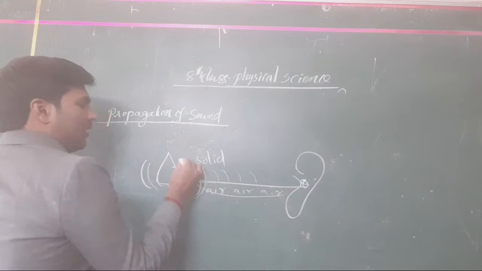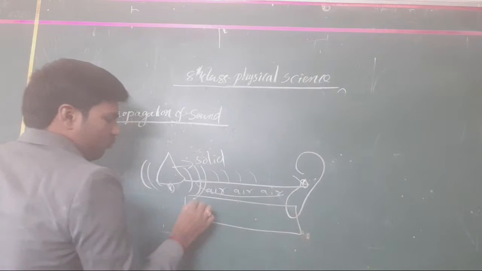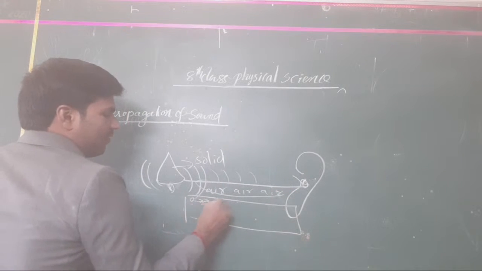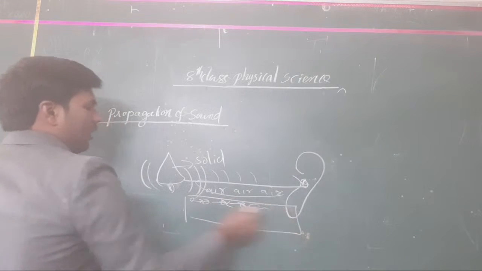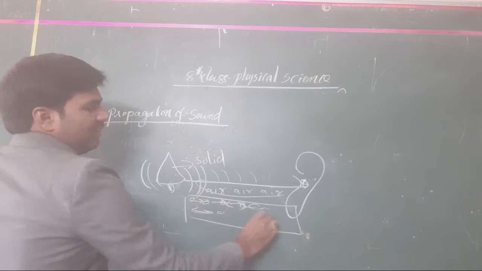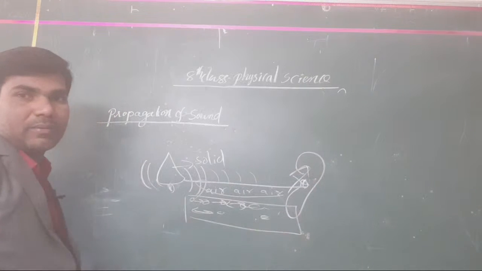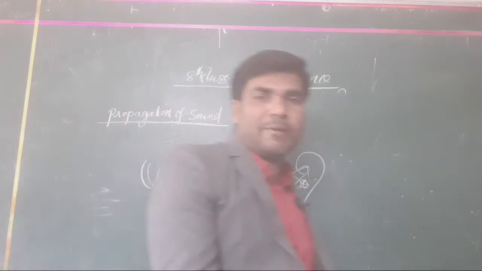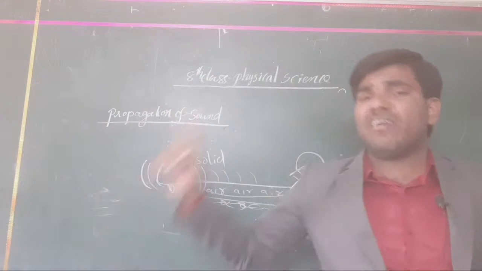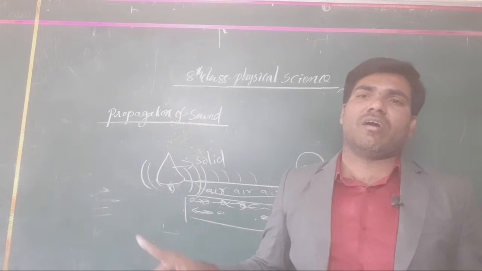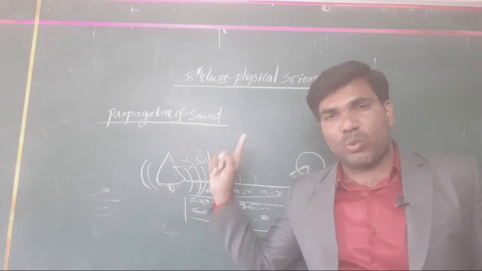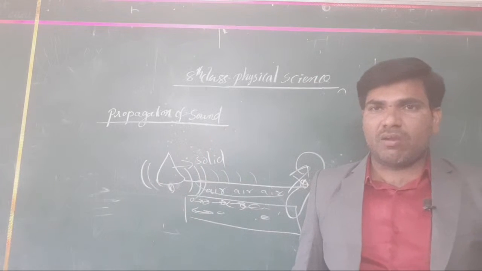All these air particles also move to and fro, to and fro, to and fro. They move to and fro like this, and it reaches our ear. This is only called propagation. Only the energy is propagated; the medium is not propagated. That is called propagation of sound in the air. Clear or not, all the students?